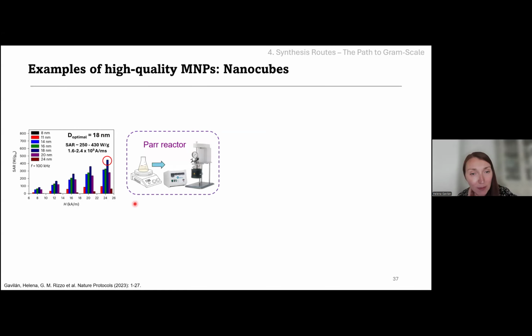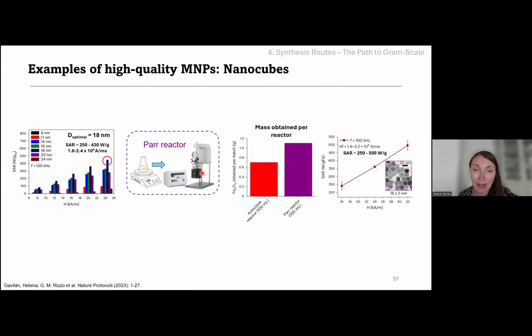Also, it's compatible with the use of bigger reactors like the Parr reactor, so a pressurized reactor. And by using a pressurized reactor, we could even increase the mass obtained per batch when considering an autoclave of similar volume. So in the end, we managed to produce very similar nanocubes with very high SAR values employing this reactor.